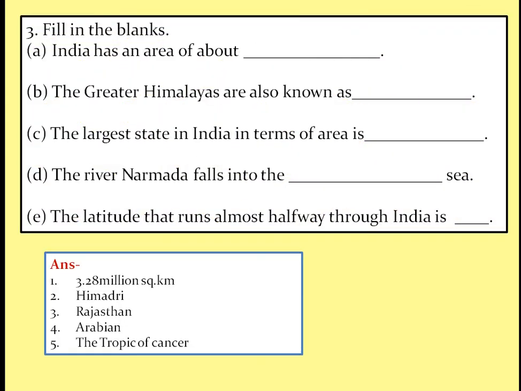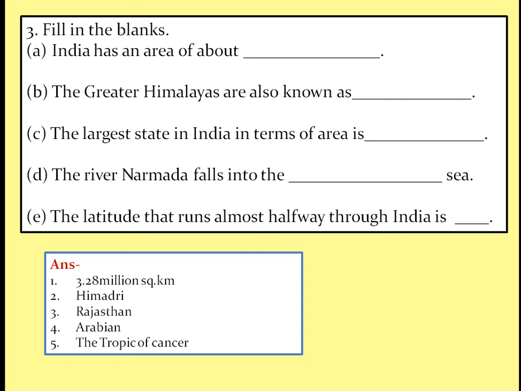Next, fill in the blanks. The correct answers are placed here. Quickly see it. A, B, C, D, E. First one, A. India has an area of about 3.28 million square kilometers. The Great Himalayas are also known as Himadri.